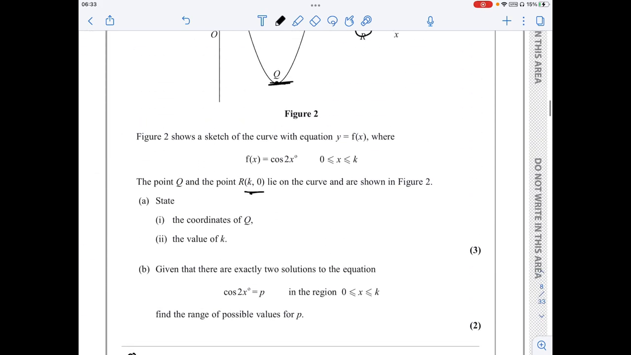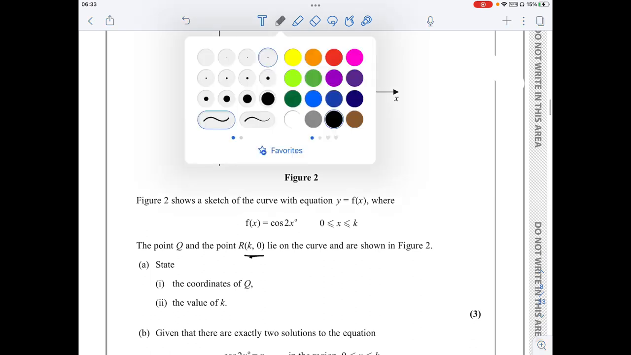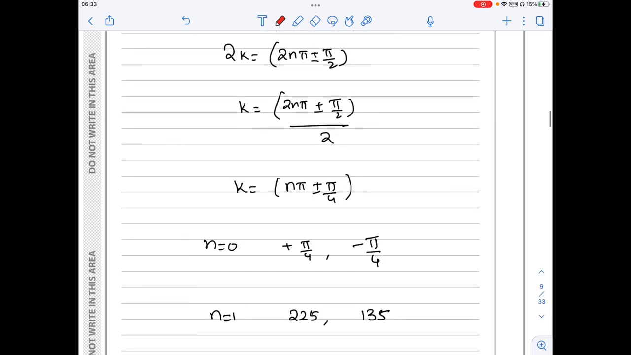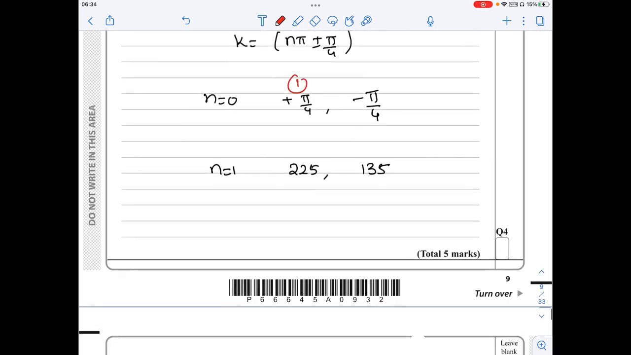So we can see that it is the third value. First value, second value, and the third value. So we got it out over here. The first value, the second value, and the third value. So the answer is going to be 225.